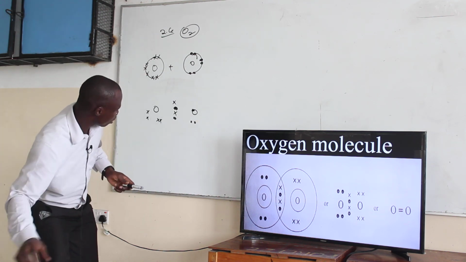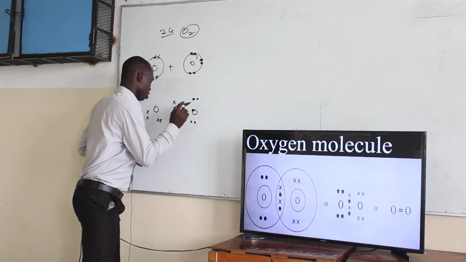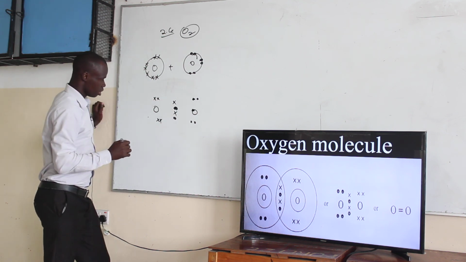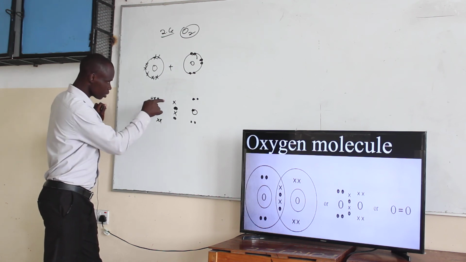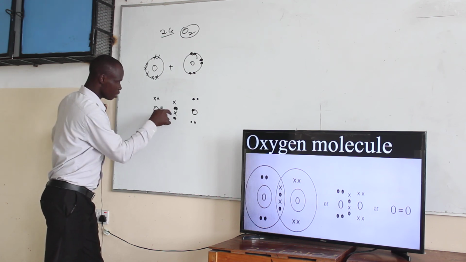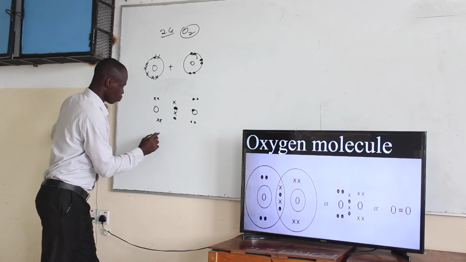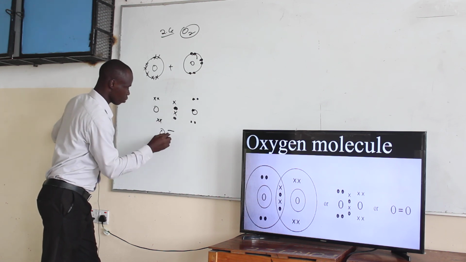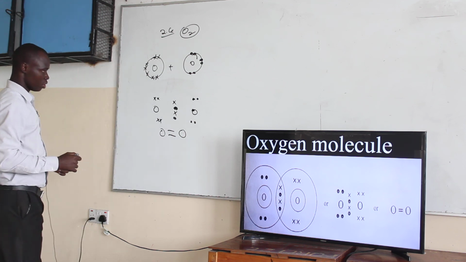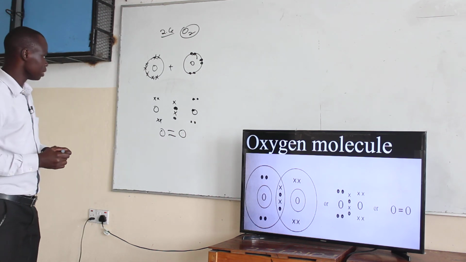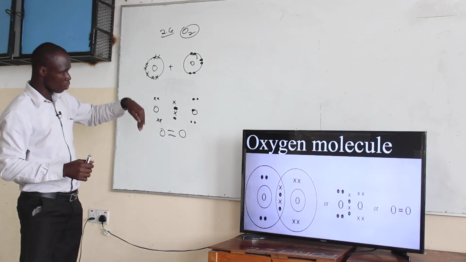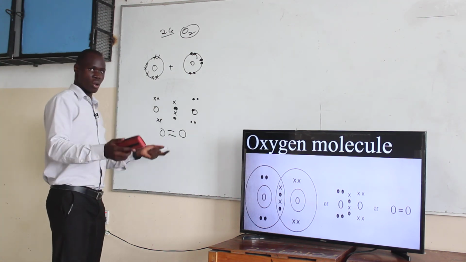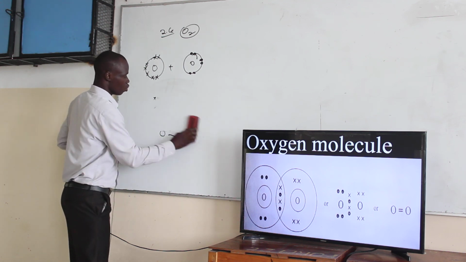Such that if we rearrange them, now we have how many covalent bonds here? We have 2. So we can write O, the first covalent bond, the second covalent bond, and oxygen. So we can also write it that way. One contributes one, the other one contributes another one. So there is sharing. In covalent bonding, they share.